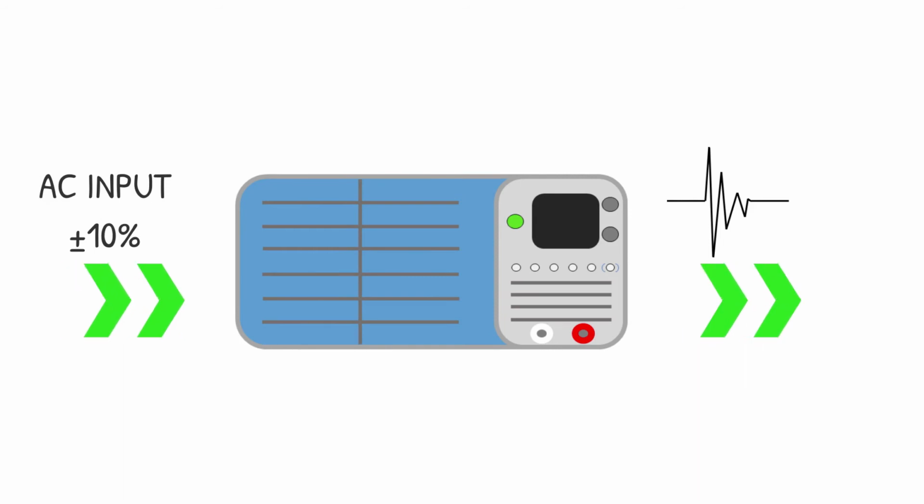The definition of line regulation is the value of how much the output voltage changes when the AC input voltage is varied by plus or minus 10%.